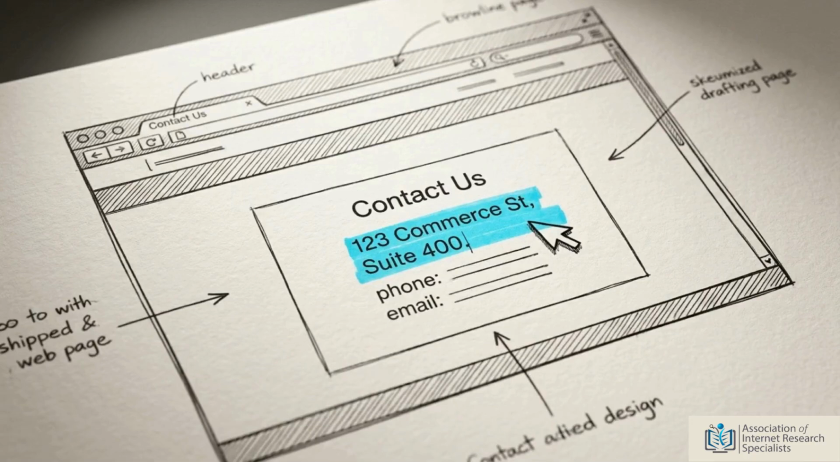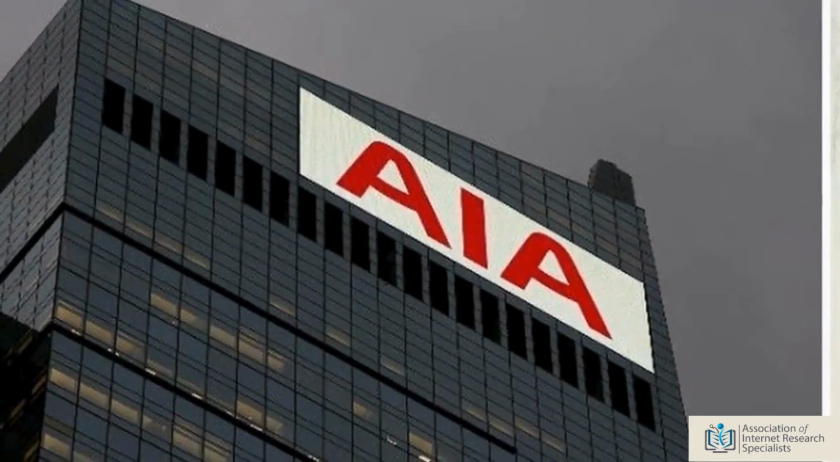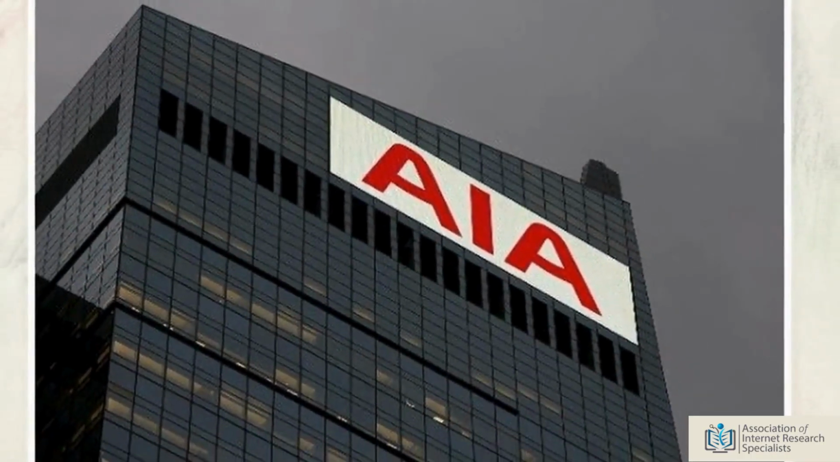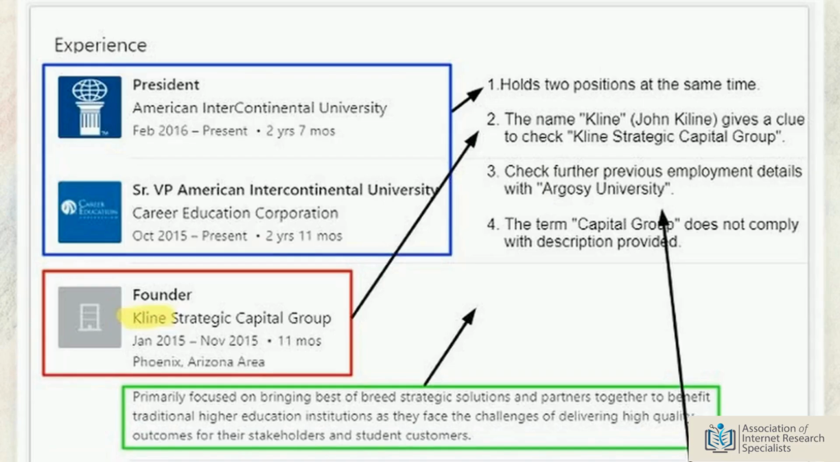Step 4 is the real-world anchor test. Find the physical corporate address listed on the site's contact page and drop it into Google Maps Street View. This photo shows a massive AIA logo affixed to a glass skyscraper. If a website claims to be a large global enterprise, you should be able to find clear, verifiable street-level signage that matches the brand.